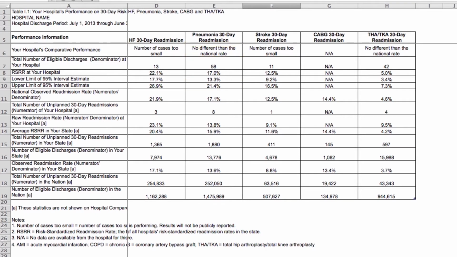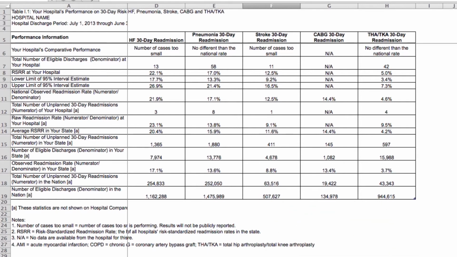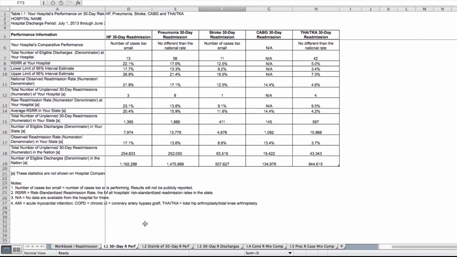However, these categories are only assigned to hospitals that have at least 25 cases. If you don't, then it says, number of cases too small, because there isn't enough data to accurately estimate your performance. What about the state rate? What's that used for? It's not used in measure calculation, but CMS gives us this information to help us understand how we compare to other hospitals in our state. So our pneumonia readmission rate is higher than the average pneumonia readmission rate in our state? Correct. This is really helpful information.